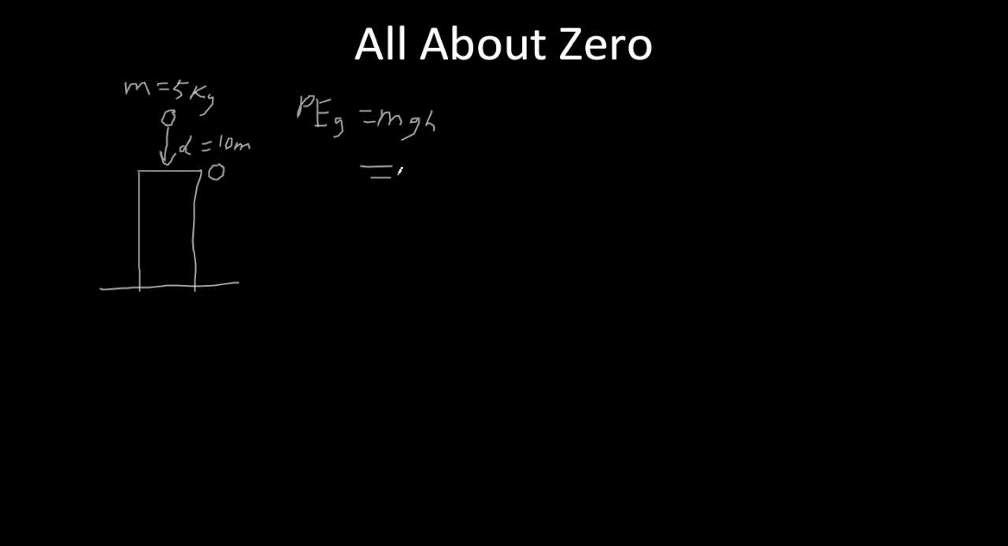So in this case, potential energy is going to be 5 kilograms times the gravitational constant of Earth times d, which is 10 meters. So 500.